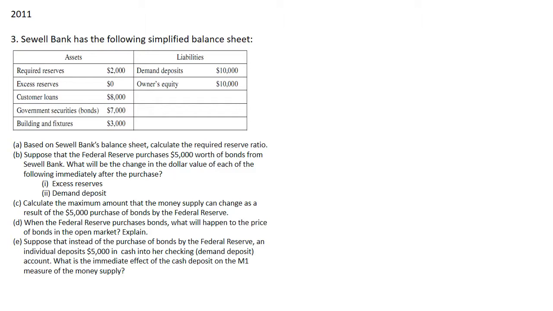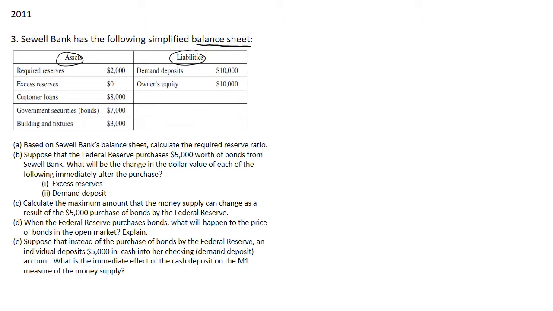Okay, we're on 2011, question 3. It says, Sewell Bank has the following simplified balance sheet. Remember, guys, when we say balance sheets, that's just like the T accounts that we saw in class last week. We have our assets that comes first because A is the first letter in the alphabet. We have liabilities that come second. And this balance sheet, this T account, is a basic accounting concept, right? And remember, one of the basic rules of accounting is that assets must balance out with liabilities. Just kind of keep that in the back of your mind.